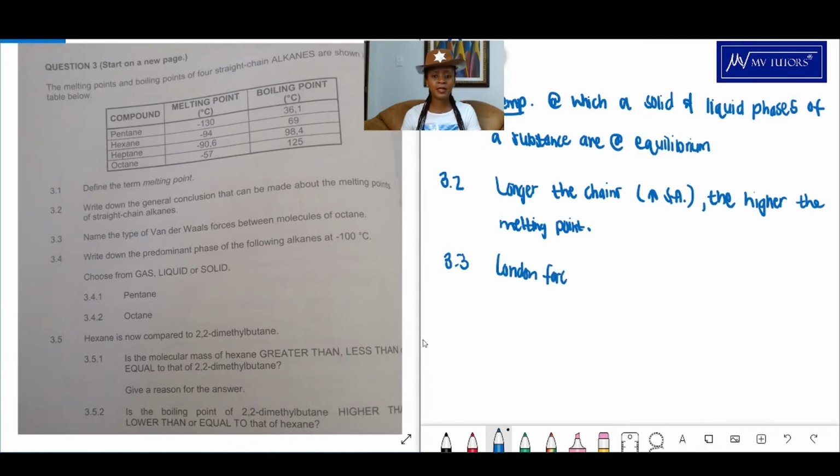Sometimes you can go deeper, like, okay, what kind of London force? Is it dipole, or dipole induced? Or, yeah, we're not going there. The marks don't allow us to elaborate that far. So let's just end it here.